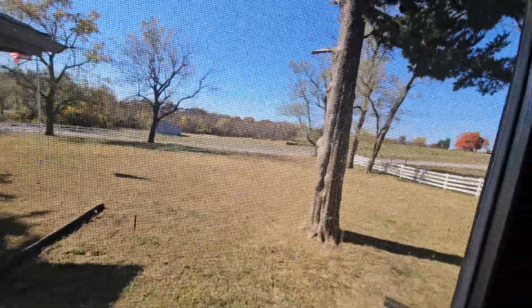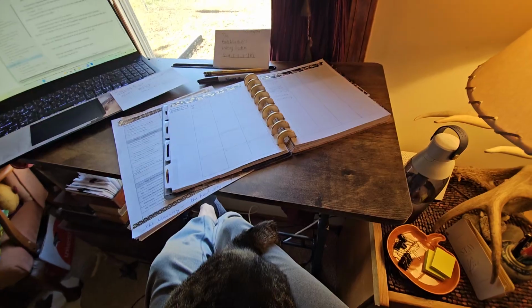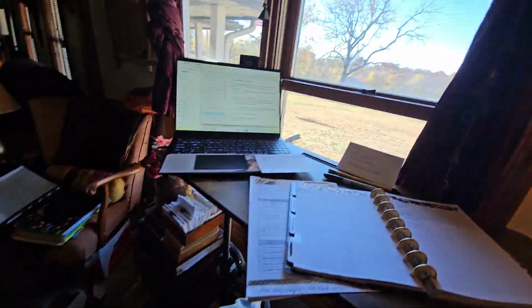Autumn on the cattle ranch. The trees are turning. I'm hanging out at the stand-up desk, which I'm sitting at because I have a paperweight on my lap. Say hello, kitty.